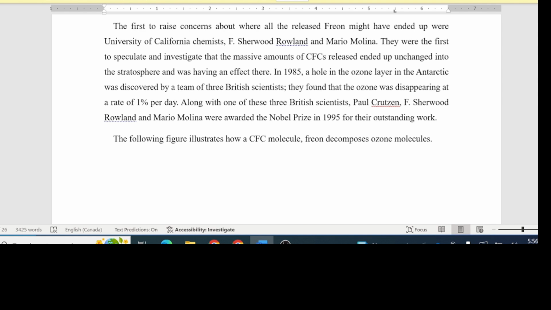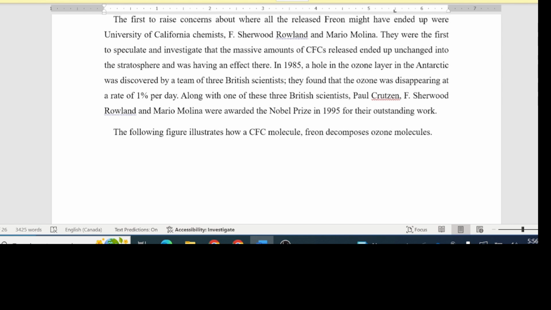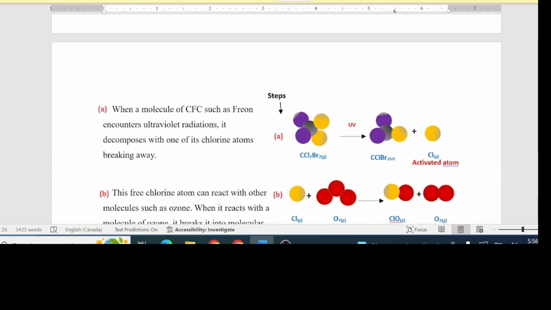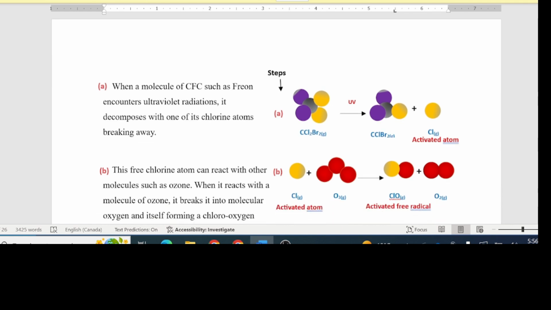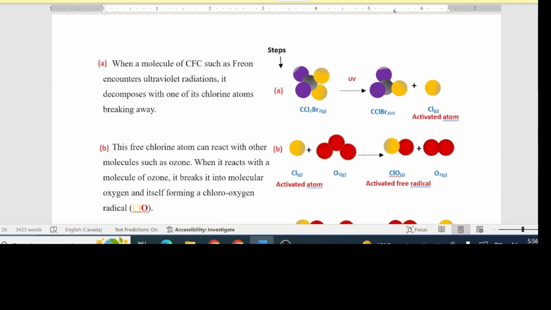In 1995, one of these three scientists, Paul Crutzen, along with Sherwood Rowland and Mario Molina, were awarded the Nobel Prize for their outstanding work. And this brings us to the ozone layer depletion. First of all, this is what happens.